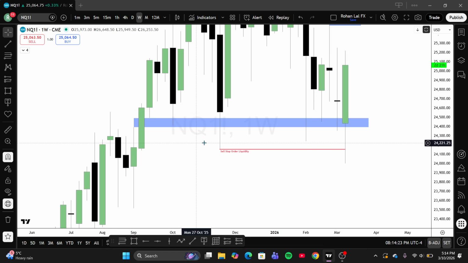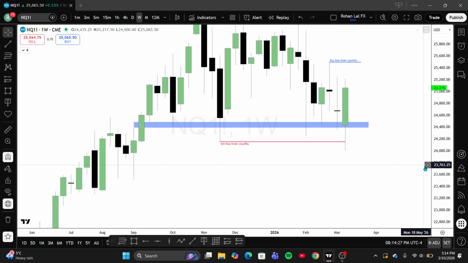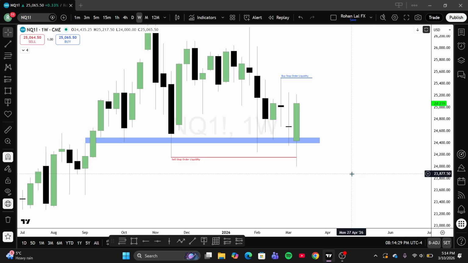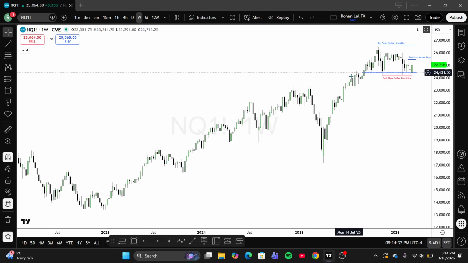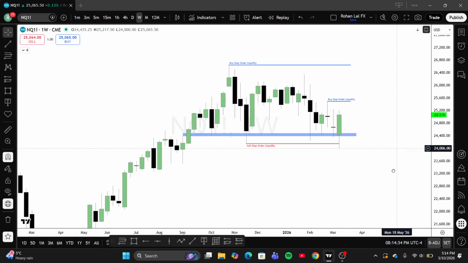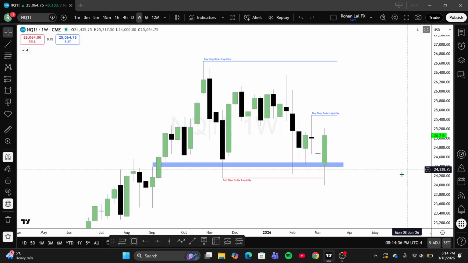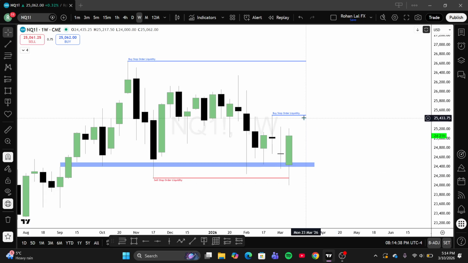Look at the top, look at the respect of this level. Not one candle body was able to close below this level. This is why this is an important key level for me. This is a higher time frame key level that is very important to me for the NASDAQ. We see the market raid the sell side liquidity here on Monday.